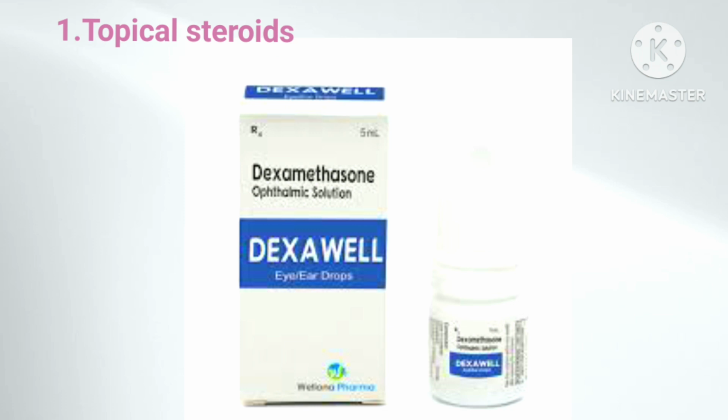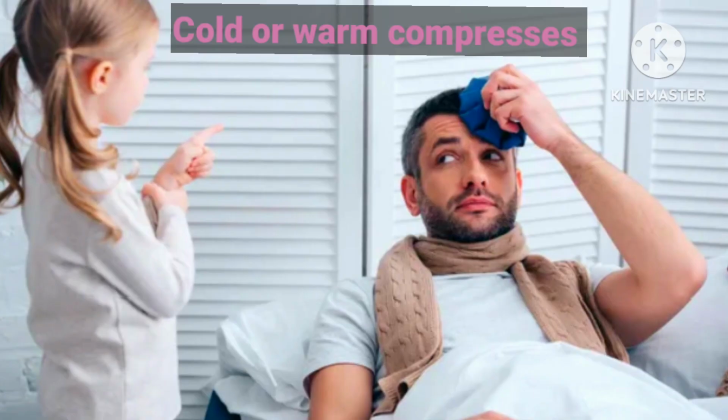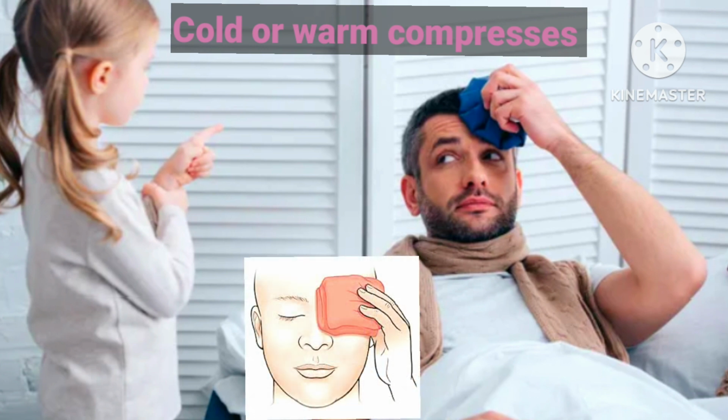Treatments. Viral conjunctivitis resolves on its own within 2 weeks. However, medications are prescribed and certain measures are taken for symptomatic relief. Topical steroids such as dexamethasone eye drops are prescribed to reduce the inflammation, especially in severe cases. Cold or warm compresses are applied several times a day using a clean cloth for symptomatic relief.